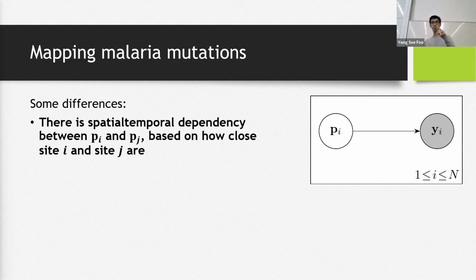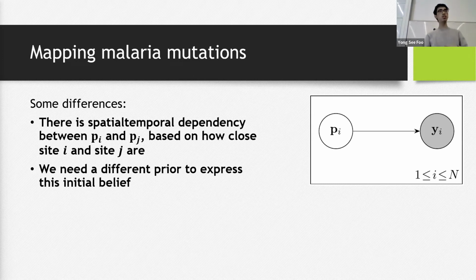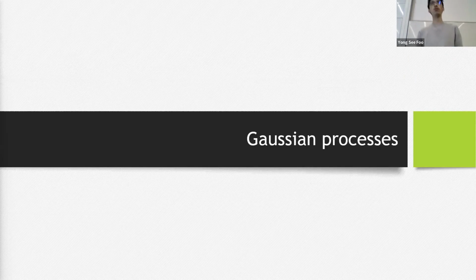Okay, but the most significant thing for malaria mutations is that we have spatial temporal dependency. That means you have P's, probabilities from different locations, but if the locations are close together, then the P should be similar. Whereas if the locations are far apart, then your P might not really have that dependency. And so we need to find a prior to express this initial belief about the parameters P. And that's where we're going to talk about Gaussian processes now.